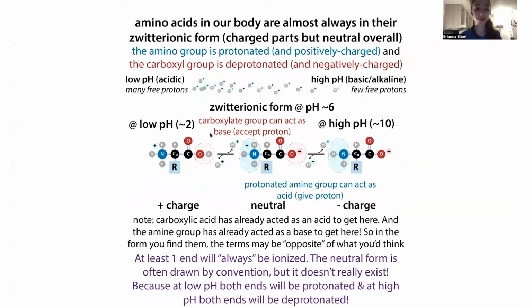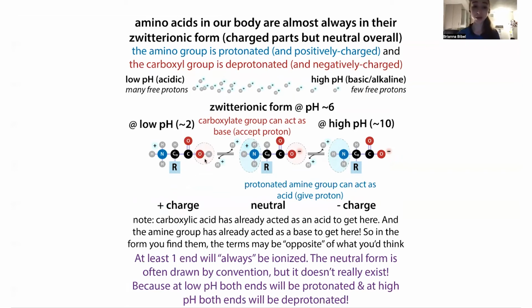And if we go further this way, to a lower pH, so more protons available, this is going to be protonated because, as we just mentioned, you have to get to a pH of like 10 to get this to deprotonate. So anywhere below that, it's mainly going to be protonated. And then we have to get to a pH of 2 for this to be protonated.